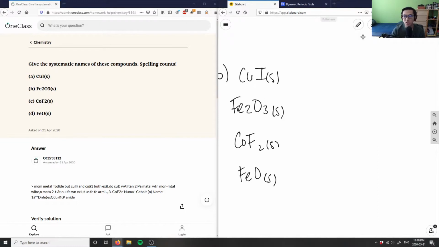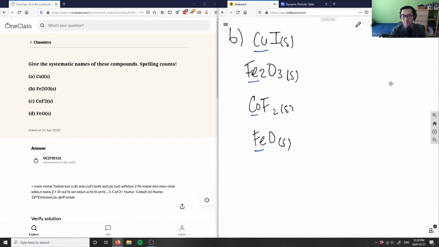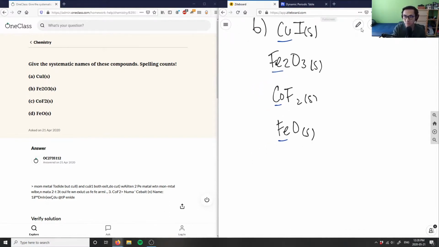The trick to this question is these metals here. So I have copper here, I have iron, I have cobalt, and I have Fe here, or iron here. And the trick is that all these metals here are multivalent metals. So they exist in 2 or more different charges. So multivalent metals therefore have more than one charge.